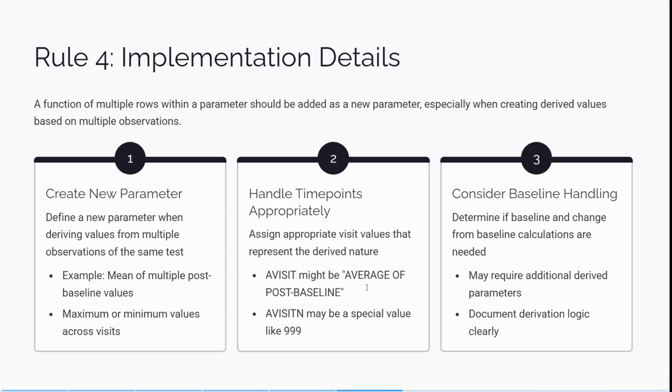So analysis visit might be average of post baseline, and analysis visit numeric may be a special value, like you can say 999. Consider baseline handling: determine if baseline and change from baseline calculations are needed, which may require additional derived parameters, or document the derivation logic clearly. So that is rule number 4. These are some proper implementations of how we have to handle multiple rows to create a new single parameter.